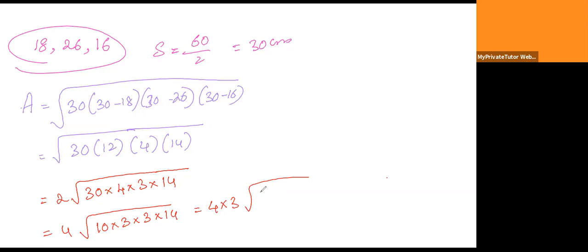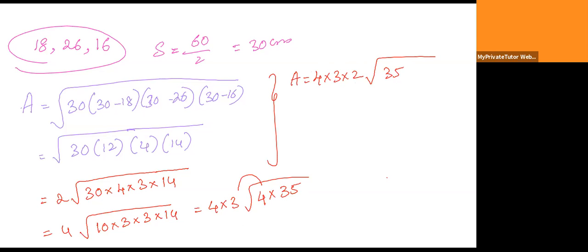Okay, so obviously 35. So 4 times 35. So I'm going to take this 2 as well outside. So I'm writing here, area equals 4 times 3 times 2, finally square root of 35. I don't think 35 is divisible.